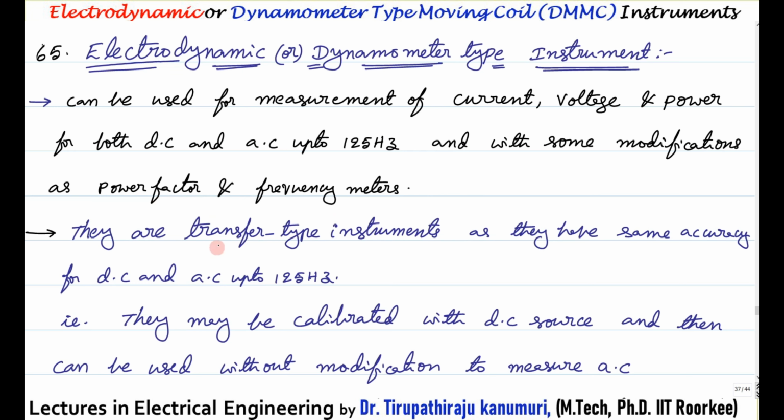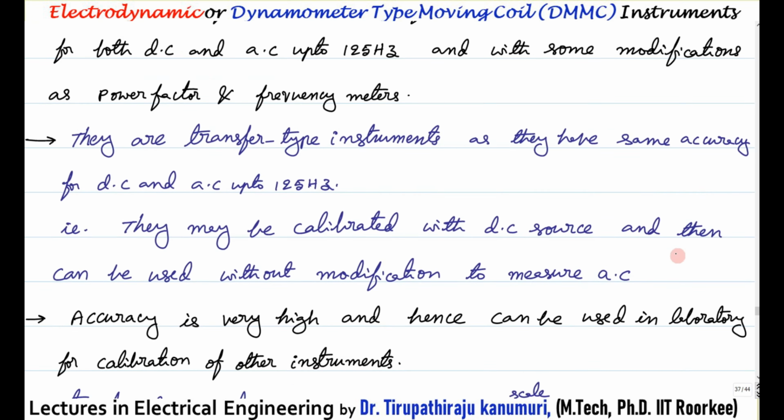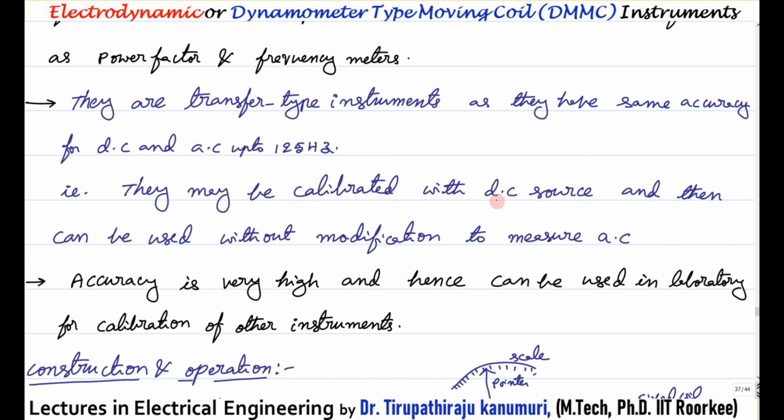These are transfer type instruments because they have the same accuracy for DC as well as AC. That is, they may be calibrated with a DC source and then used without any modification to measure AC. That means just do the calibration with the DC source, but it can be used for AC also without any modifications. It will have the same accuracy in both cases.